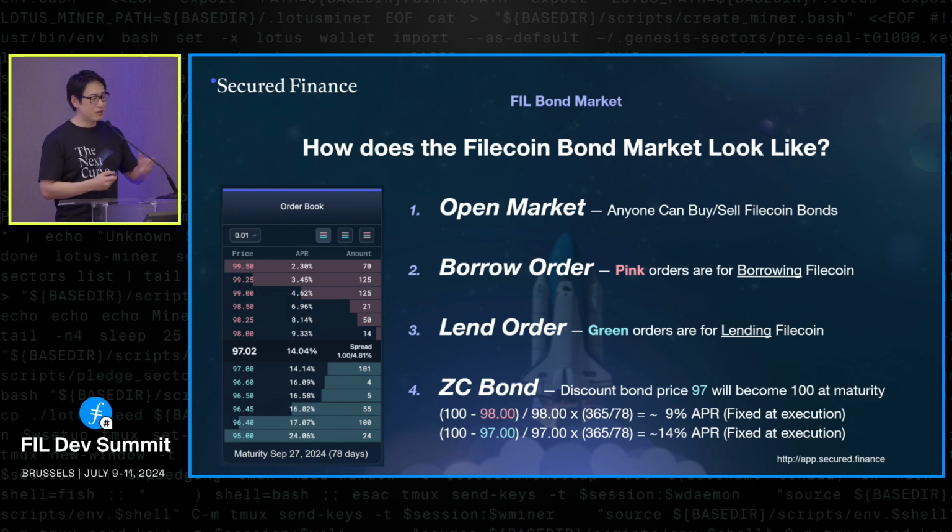So as you can see, it has a maturity of September 27th this year. It is 78 days from today. So if you borrow now, like 97 Filecoin, you have to return 100 Filecoin on September 27th. So within 78 days, you can earn about 3%, just 78 days. And then the annualized APR is calculated as 14.04%.